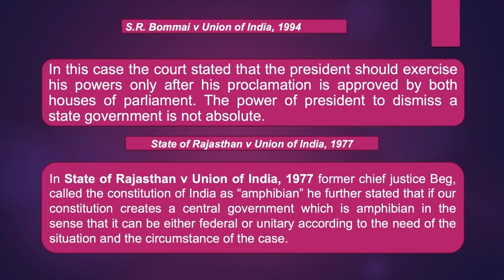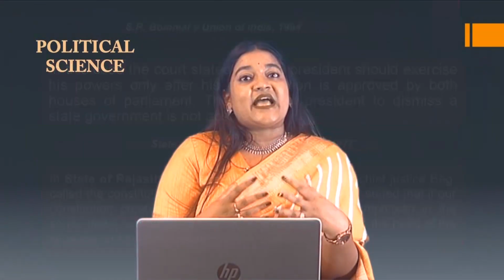Whereas, in State of Rajasthan versus Union of India, 1977, the former Chief Justice, Justice Beg, called the Constitution of India an amphibian. What do you understand by the term amphibian? Amphibian is something which can stay within the water and also outside the water, in normal nature, in the atmosphere.